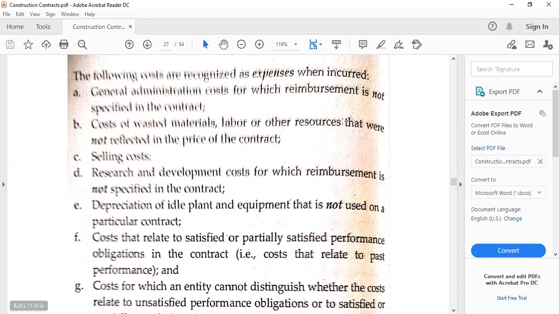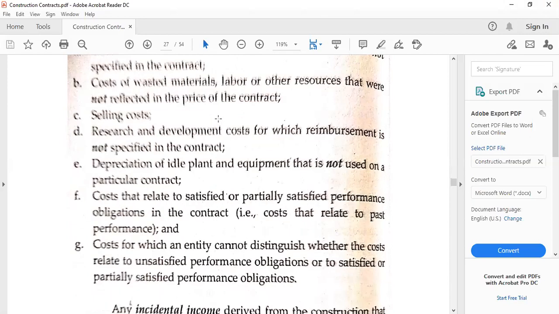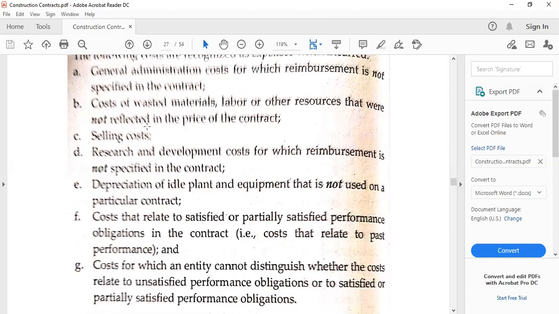Of course, these costs, for example, would be incurred prior or could also be incurred during the construction. However, although they are connected in a way, reimbursement is not specified in the contract, therefore it should be expensed immediately. However, if this is reimbursable, so this is connected to the contract, this can also be added or included as part of incremental costs. However, wasted materials, labor, or other resources are to be expensed.